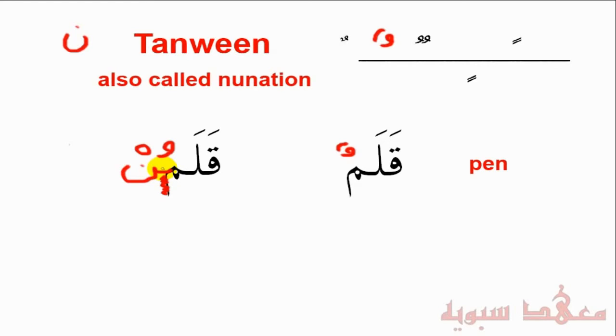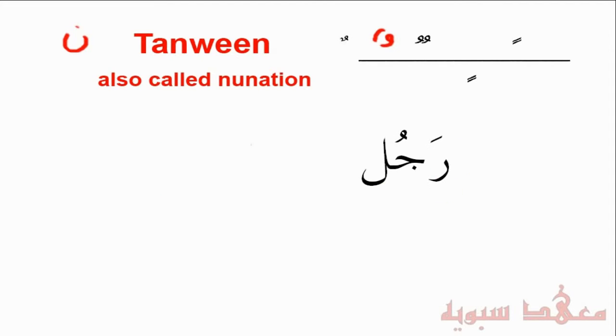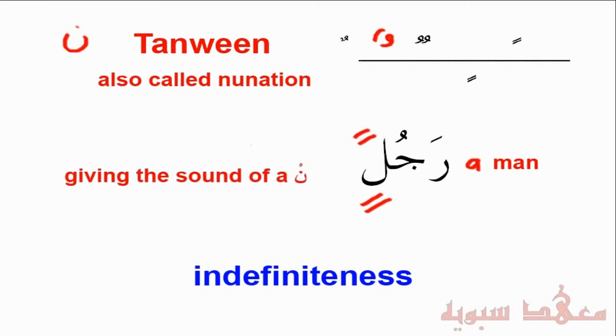Now, what does tanween indicate? The main thing it indicates is indefiniteness. So here, qalamun would be a pen. So here we have the word rajul, which means man. Now, if we want to say a man, we'd put tanween. Either the two dhammas, the two fathas, or the two kasras. So either rajulun, rajulan, or rajulin. They all indicate a man. So the main usage of tanween is indefiniteness. So it's giving the sound of a noon with a sukoon at the end of the word.